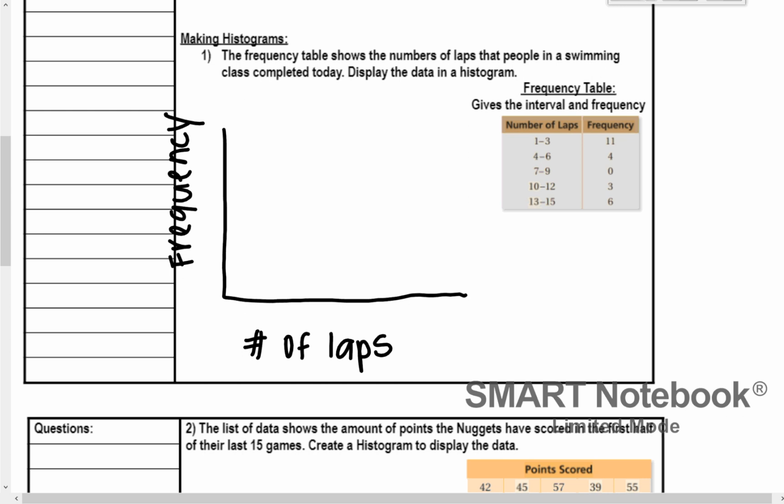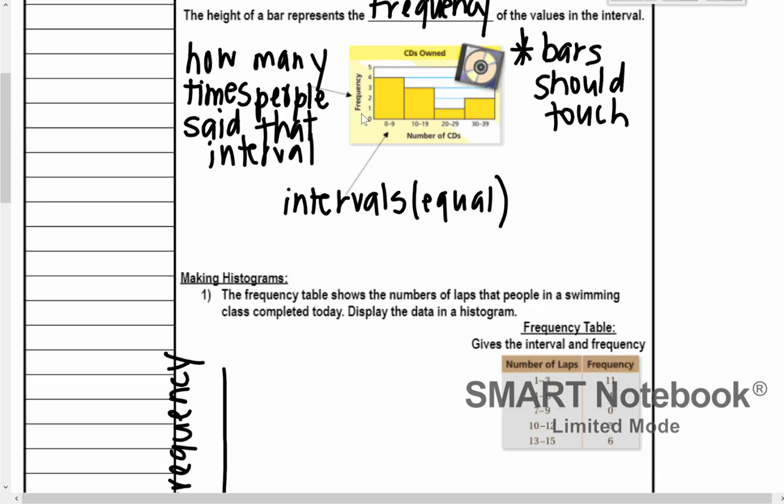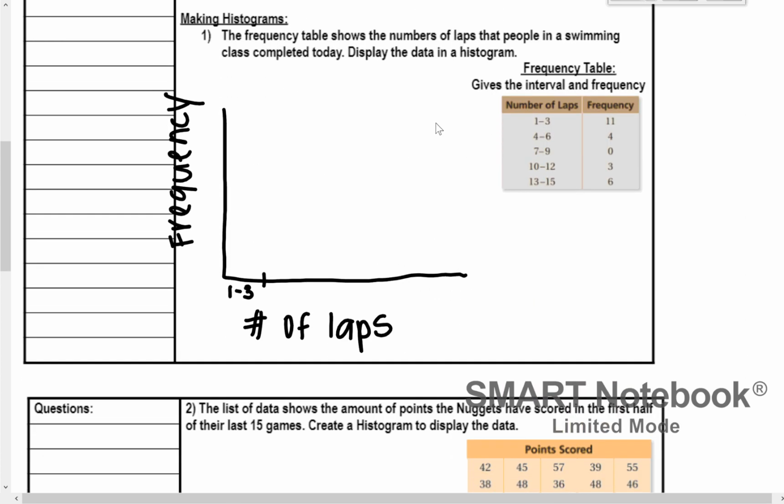We are then going to put in our intervals. So 1 to 3, we have 1, 2, 3, 4, 5. So here's our first one, and we label the space in between. We don't label the tick mark. So the space in which this bar is going to be is 1 to 3. Just like up here in our example, they labeled the bar 0 to 9, not this first line 0 to 9. They label the space. So we need to make sure we are doing that.